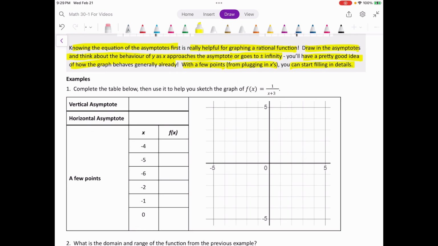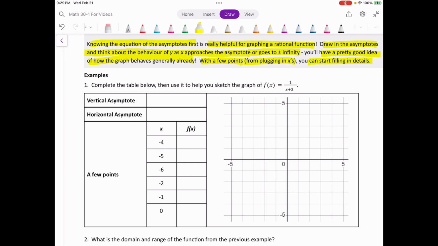So we'll complete the table below, think about the important features, and then we'll use it to help us sketch the graph of this thing here. So the vertical asymptote, where will it be? Well, remember, that's a value of x that the graph can approach but never actually reach, right? So looking here, it's going to be at our non-permissible value, right? So what value of x can this approach but never actually reach? It's going to be -3, right?